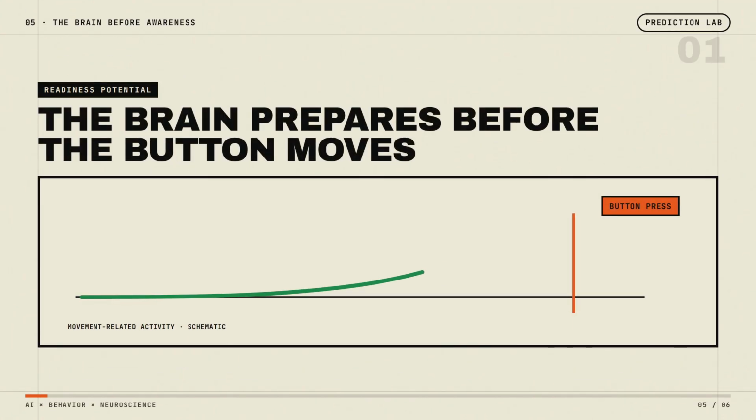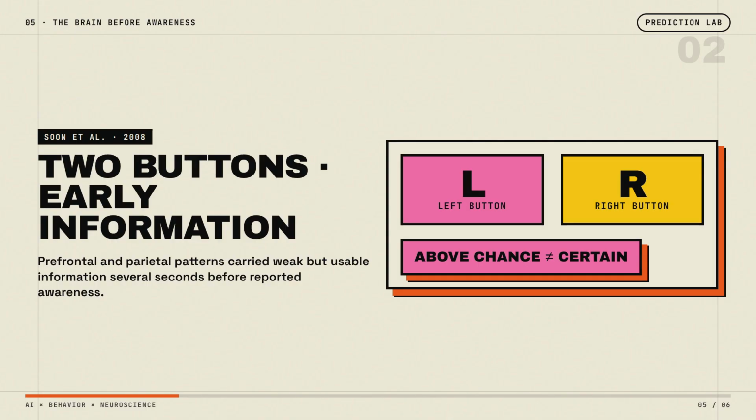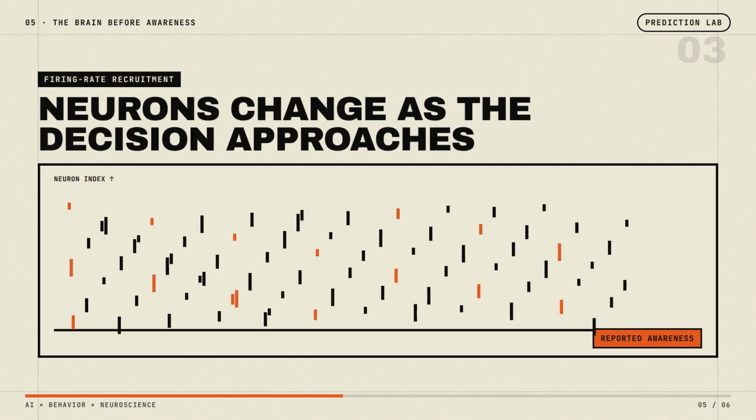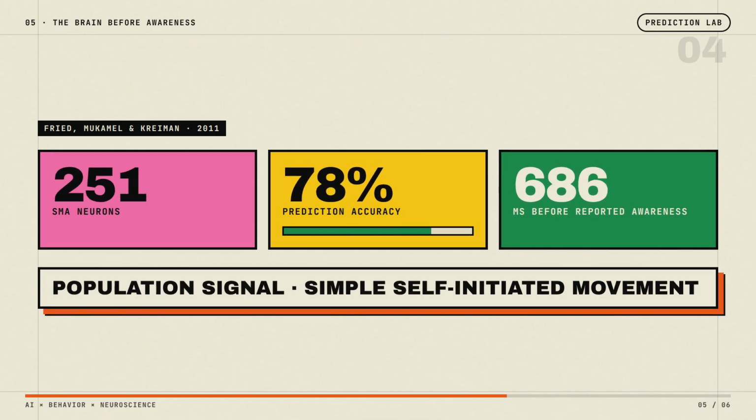Here the story meets neuroscience. Researchers measured a readiness potential, a slow change in brain activity before a self-initiated movement. In a 2-button fMRI experiment, patterns in prefrontal and parietal cortex carried weak but usable information about left versus right choices, several seconds before participants reported becoming aware of deciding. A later study recorded more than 1,000 individual neurons in 12 patients. In the supplementary motor area, firing rates gradually increased or decreased as a movement approached. A population of 256 neurons predicted the impending decision with greater than 80% accuracy about 700 milliseconds before reported awareness.